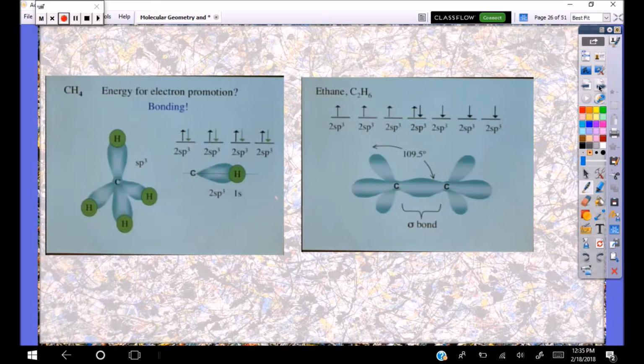Okay, so some of the examples we have here. We have sp3 hybridization with methane. That was what we saw on the previous page because they are all on the same level. We also have the same hybridization with ethane, C2H6. We have an overlap of one of the sp3 orbitals, and that is referring to this overlap here. And these other ones are available to bond with each of the three hydrogens that pop up here.